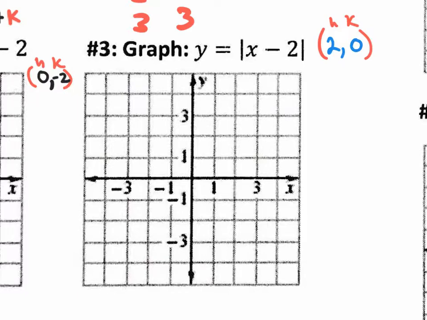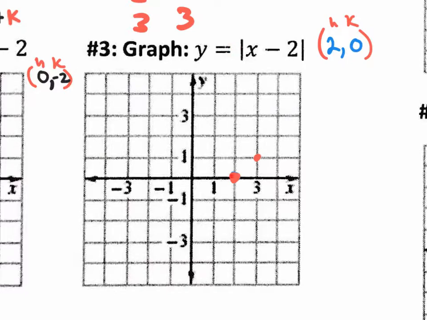Let's plot that point, (2, 0). Let me do it in red. And now from that point, we rise and run according to our a value, which is the number out here. And again, the slope is 1 over 1 in this case. So you're going to go up 1 over 1. Now, if this outside value would have been a negative 1, then you would have been going down 1 over 1. Make sense?